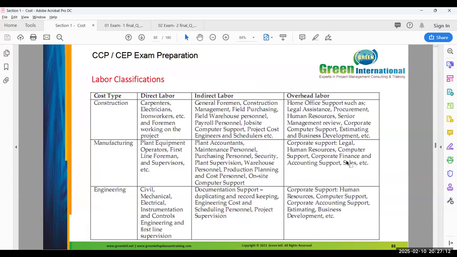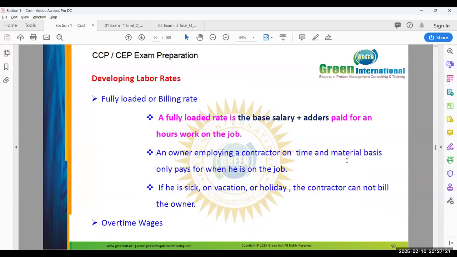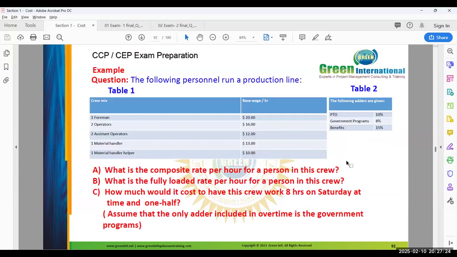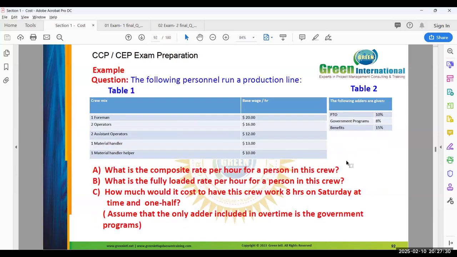Direct labor, indirect labor. In this topic you will get some questions on calculating the wage. This theory you just read. I'll just go through the question. So this is the crew. One crew has one foreman, two operators, two assistant operators, one material handler, and one material handler helper. And the wages per hour are given. So what is the rate per hour for a person in this crew?